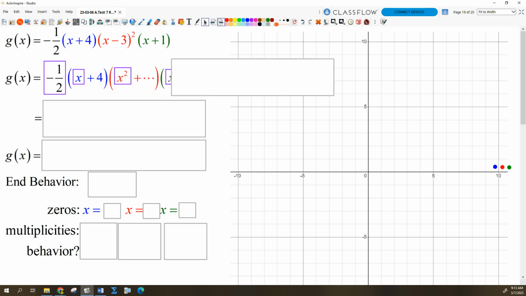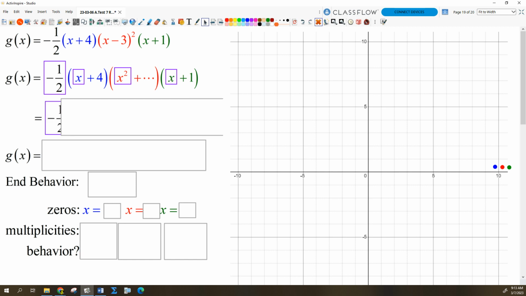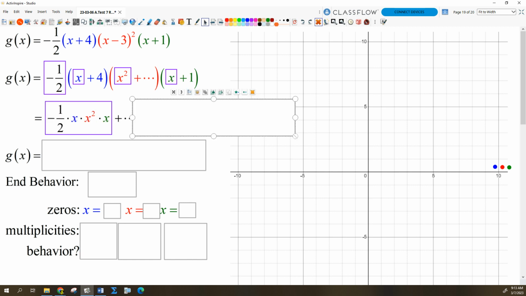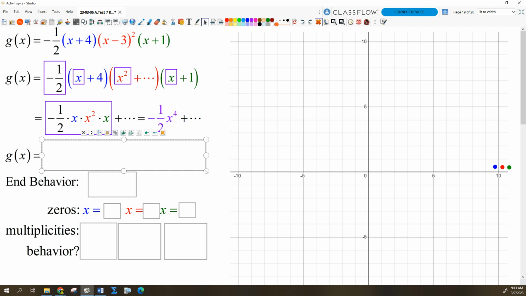So I know I'm going to get x squared plus a bunch of stuff. And then the other one is just x plus 1. Okay, so what are the things I'm multiplying then? Negative 1/2 times x squared times another x. What's the power of x going to be? What's x times x squared times x? X to the 4th. There you go. So I'm just going to get a negative 1/2 times x to the 4th, right? So that's my eventual polynomial: negative 1/2 x to the 4th plus a bunch of other junk we don't care about. That's the leading term.